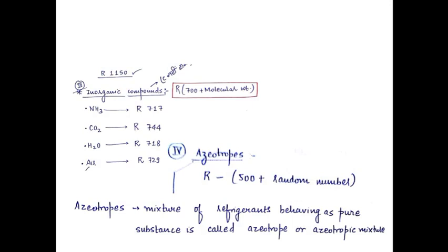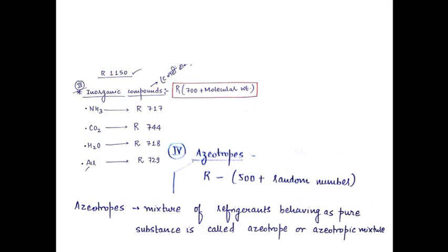Then there is another, third case. So write down case number third, inorganic refrigerant, or compounds. Generally this series we designate with the help of R, bracket, 7000 plus molecular weight, bracket close. So this series generally starts with 700. Let us see how. Inorganic compounds are NH3, CO2, H2O, air, like that. Sulfur dioxide is also there.